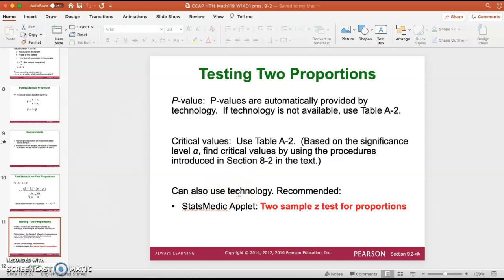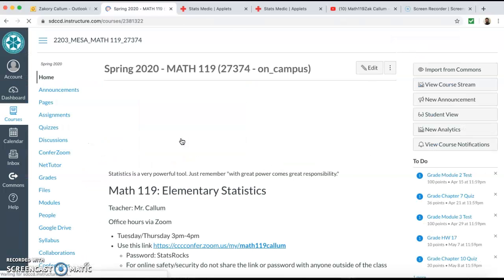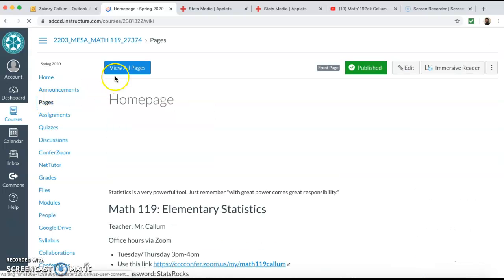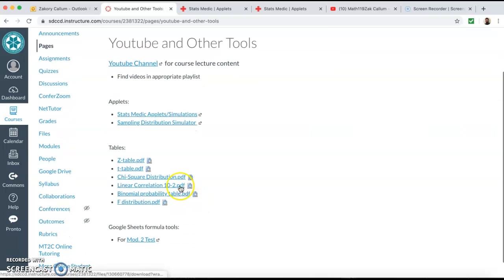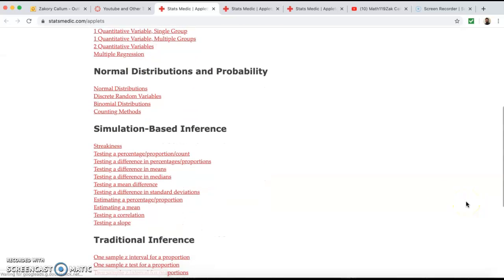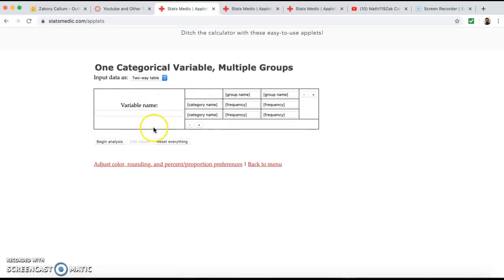Now, there is, of course, some technology that you can use for this as well. An applet I'd recommend in StatsMedic is a two-sample z-test for proportions. So real quick, just go through where to find that. It's over with where the rest of our applets and tables are at. Just keep in mind, z-tables here, because you'll need that later for this section. Just click on the applets there, and you'll find that applet, two sample z-test for proportions, under the traditional inference category. It's right there. Once you pull it up, it'll generate something like this.